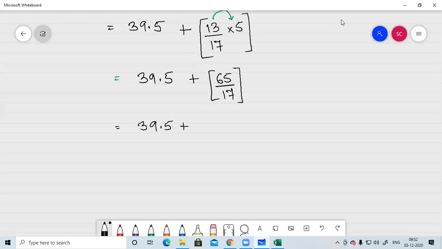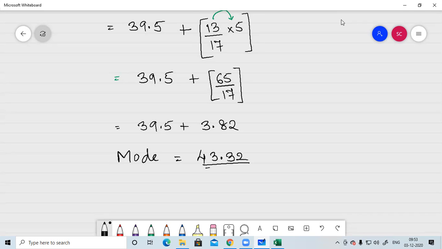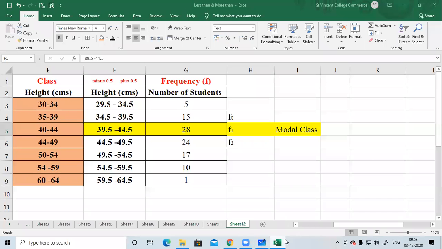39.5 plus. If you divide 65 by 17, you get 3.82. So you do 39.5 plus 3.82. Your answer for mode is equal to 43.32. Is this understood? Yes, sir. So I assume you all have copied this sum. So let's go to the next question.